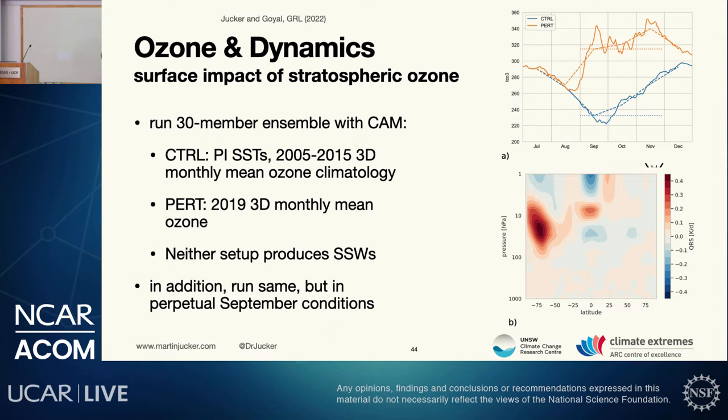And then we have a second simulation where we do just perpetual September with this ozone in the control and this ozone in the perturbation run. Just perpetual September. And I'll come back later to why we did that. And here, just as a sanity check, is the shortwave forcing difference between perturbation and control. That's exactly our ozone forcing.